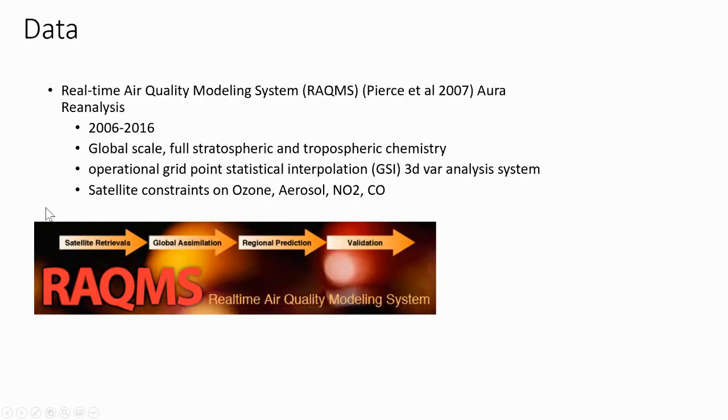So the Real-time Air Quality Modeling System Aura Reanalysis is a reanalysis of the RAQMS Aura global scale full stratospheric and tropospheric chemistry system between 2006 and 2016. Observations of ozone, aerosol, NO2, and CO are input using the operational Gridpoint Statistical Interpolation 3D-Var system. The RAQMS Aura reanalysis is a 1x1 degree horizontal resolution with 35 isentropic levels from the surface to about 60 kilometers. And we save the full chemistry fields in 3-hour analysis increments.